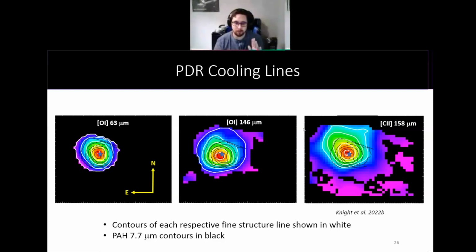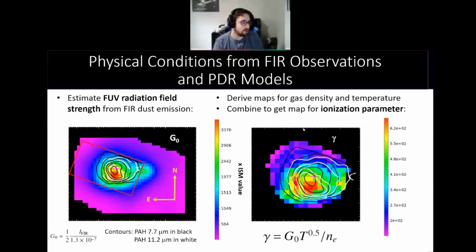So now that we have all the ingredients to derive the physical conditions, we input this into PDR models. We get a simple estimate for the far-ultraviolet radiation field strength from the far-infrared dust continuum, basically a linear relationship here. So we have a G0 map basically identical in spatial distribution to our far-infrared dust continuum map, and it typically peaks at 3 times 10 to the 3 times the interstellar medium value, or the Habing field.